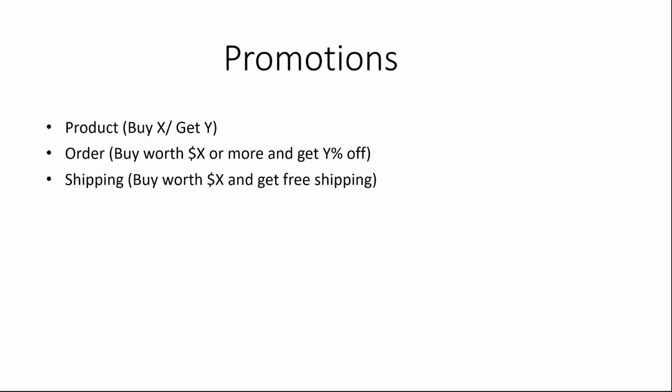So first is the product class promotion, which is in a format of something like buy X and get Y. Second is the order class promotion, which will be in a format like buy worth X dollars and more, and you'll get Y% off. And similarly, the shipping class of promotion will have some shipment specific configurations or shipping method, and the format will be something like buy worth X dollars and get free shipping, or shipping at some fixed cost.